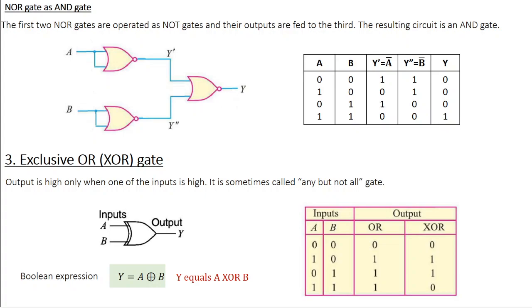The third important combinational logic gate is known as exclusive OR gate or XOR gate. So here output is high only when one of the inputs is high. That's why sometimes XOR gate is also called as any but not all gate. This is the symbol of the XOR gate, and this is the Boolean expression. So this is read as Y equals A XOR B.